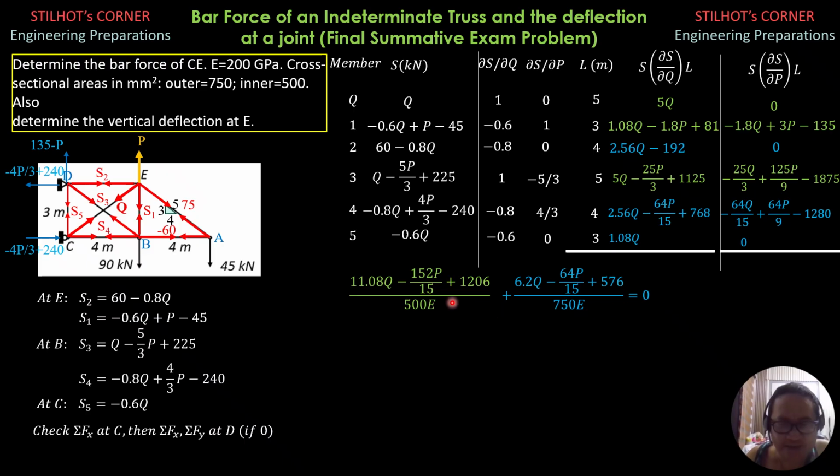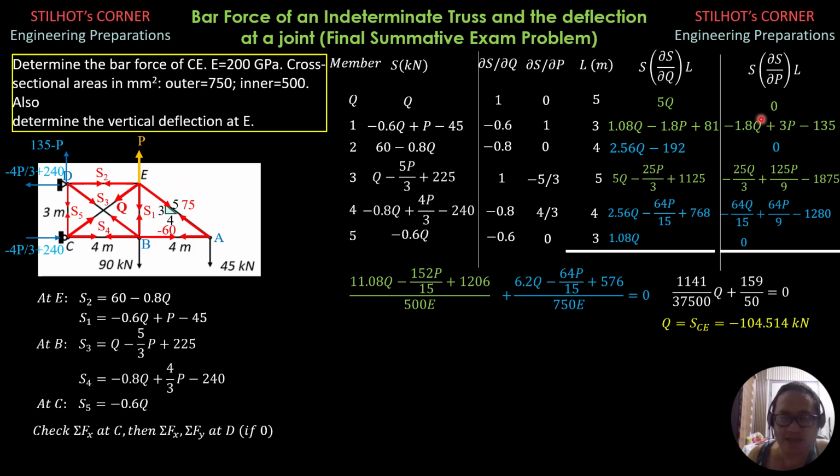Multiply everything by E, so cancel E. Set P to 0. Then combine, we have 1141 over 37,500 Q plus 159 over 50 equals 0. Solving for Q, Q is negative 104.514 kilonewtons. That's the bar force of CE, and it is in compression.